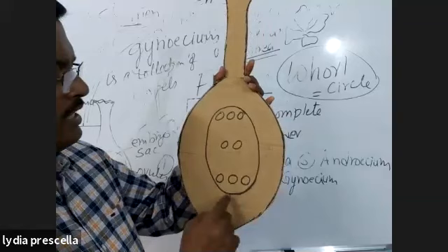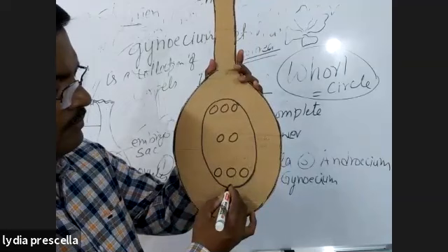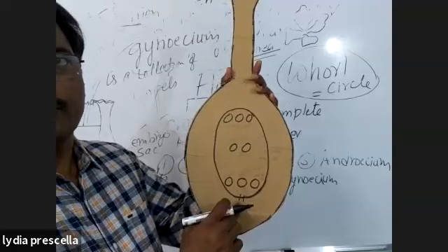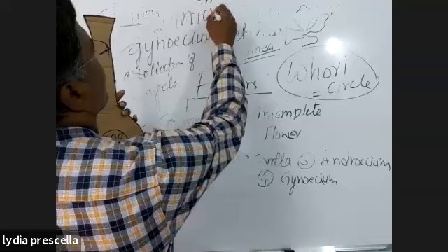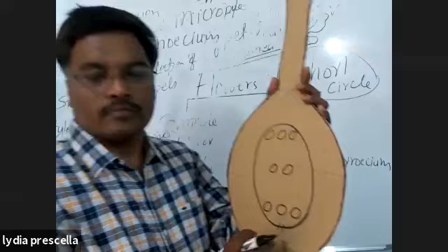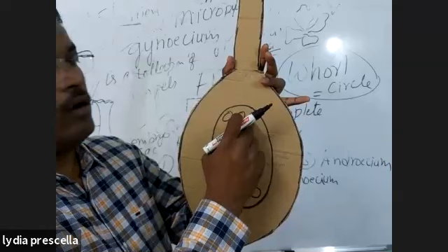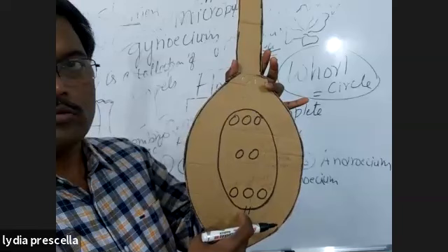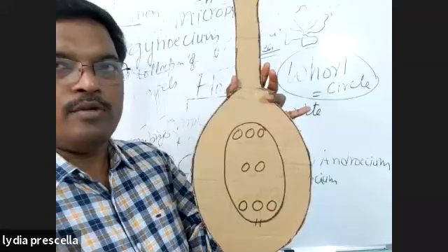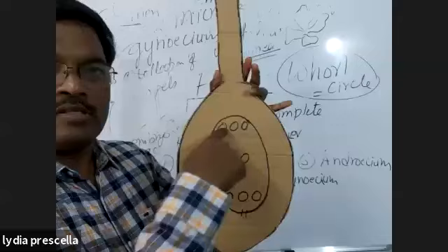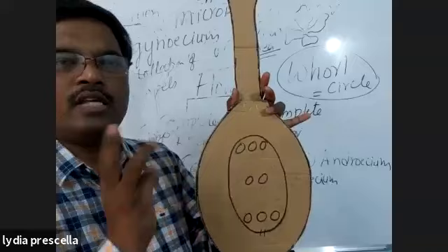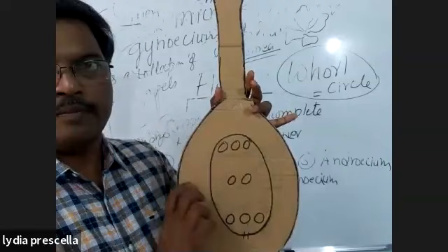Now there is one opening here. This is called micropyle. And here there are 8 cells. Now, remember the words I am using. The 3 cells on the top of embryo sac, opposite to micropyle, they are called antipodal cells.